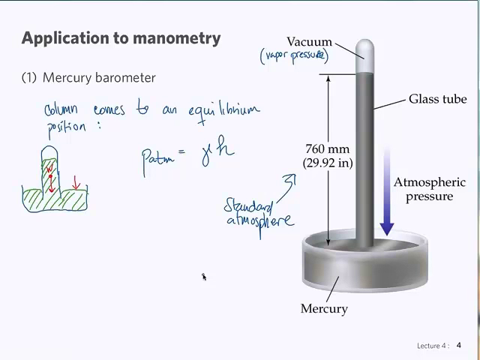Now, the reason that we use mercury is because the value of gamma is such that we get a nice, manageable column of liquid to measure the pressure. If we were to use water instead, do you have any idea what that height would be? It's 10 meters. So, of course, it would be a little bit unmanageable to have a glass column 10 meters high. So that's why mercury is preferred.